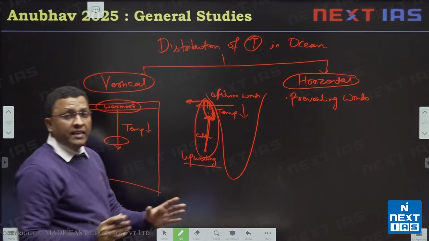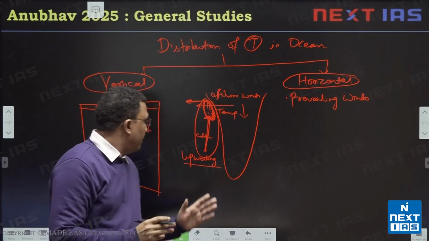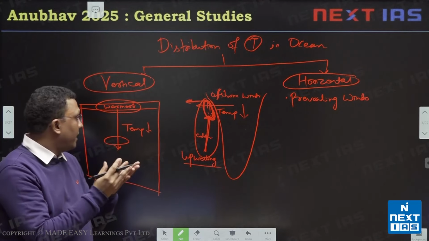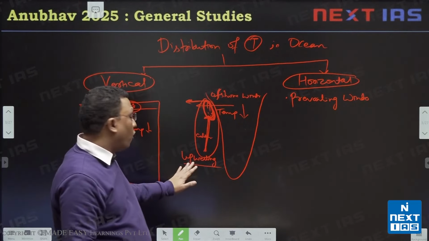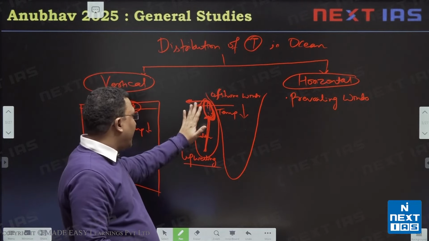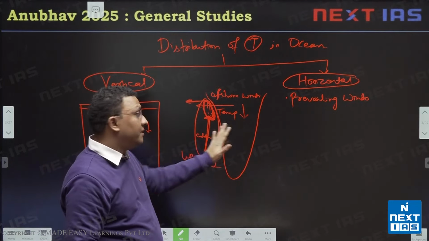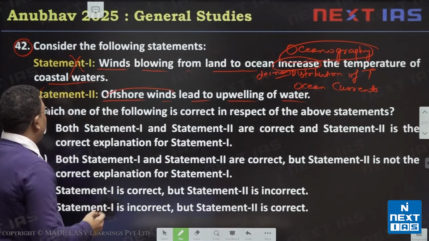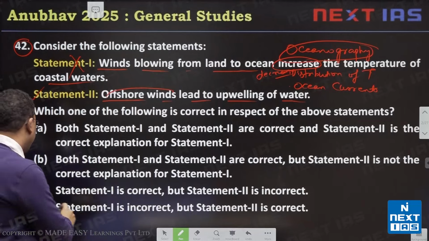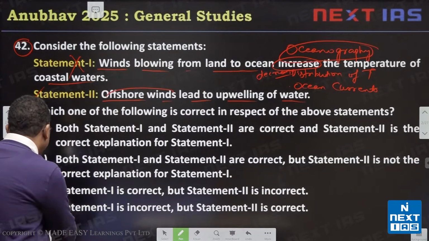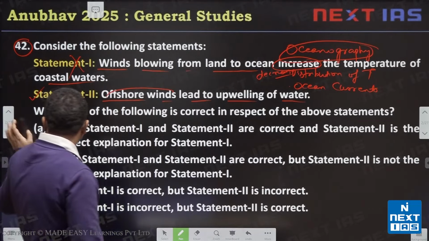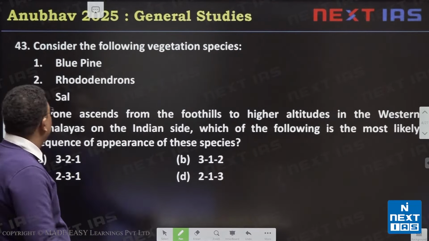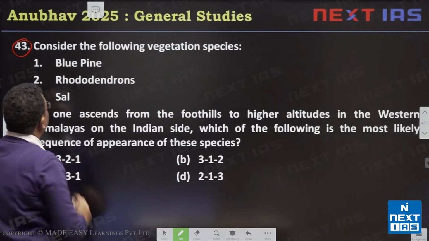Upwelling in simple terms means that water from below the surface is moving upward. So offshore wind is causing upwelling, and that's the reason temperature is decreasing. So in our question, the first statement is incorrect, the second is correct. So the correct answer here will be D.